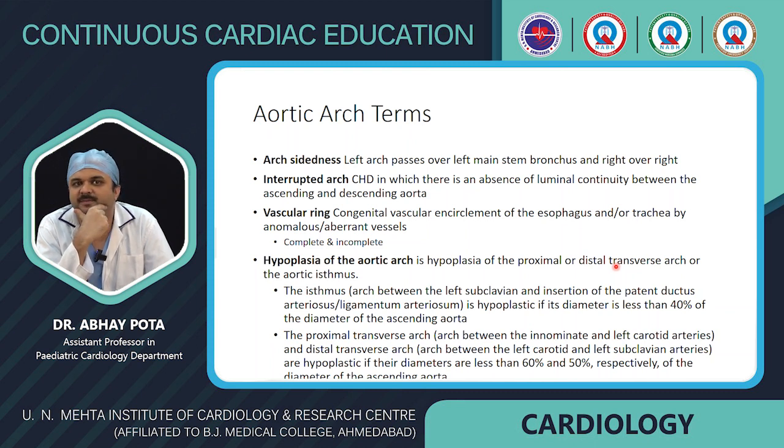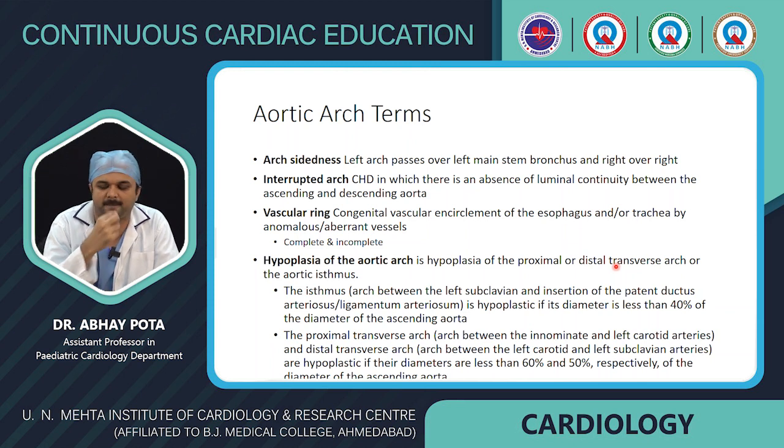Proximal transverse arch. What is proximal transverse arch? It is the arch between innominate and left carotid arteries. And what is distal transverse arch? It is the arch between left carotid and subclavian arteries. So the arch between first and second branch is called proximal transverse arch, second and third branch is called distal transverse arch, and third branch and ligamentum arteriosum is called isthmus. Proximal transverse arch is said to be hypoplastic when its diameter is less than 60% of ascending aortic diameter, and distal transverse arch is said to be hypoplastic when its diameter is less than 50% of ascending aortic diameter.